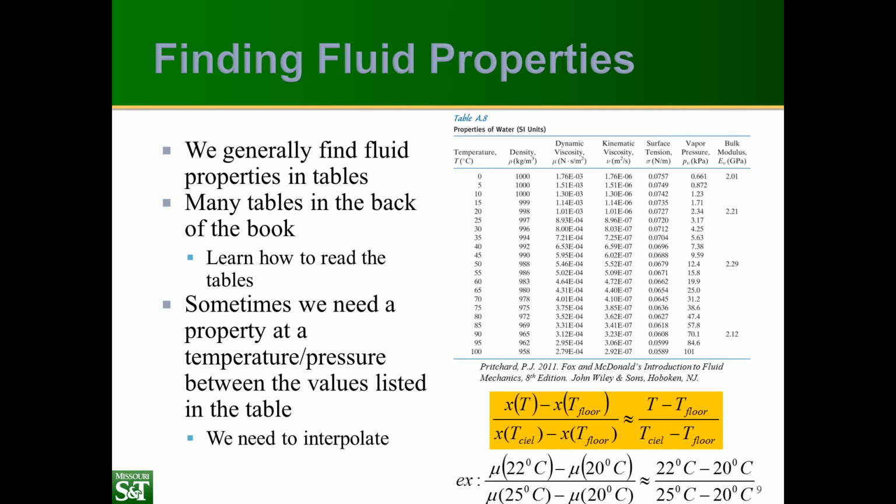So for instance, if we need to find the viscosity at 22 degrees Celsius, we go to the table and we see 22 isn't here, but we have 20 and we have 25. So we take (22 minus 20) over (25 minus 20), and we assume that that's equal to (mu at 22 minus mu at 20) over (mu at 25 minus mu at 20). And we can solve this equation for mu at 22 degrees Celsius. So that's usually how we compute these types of things.